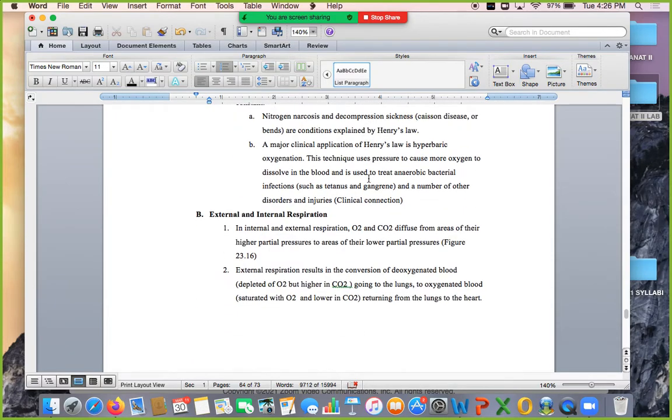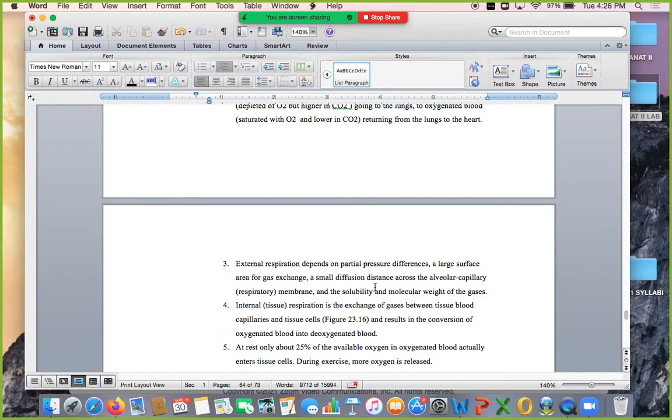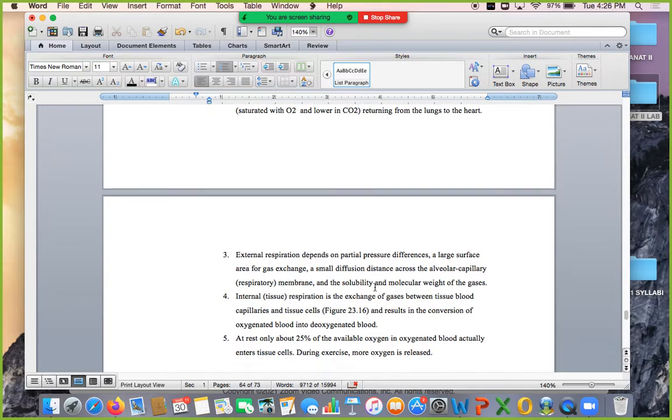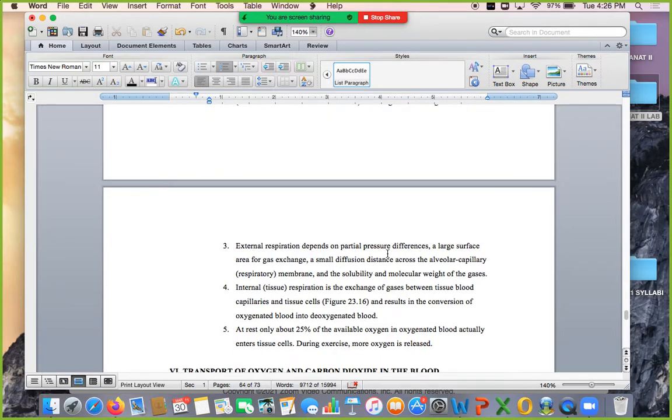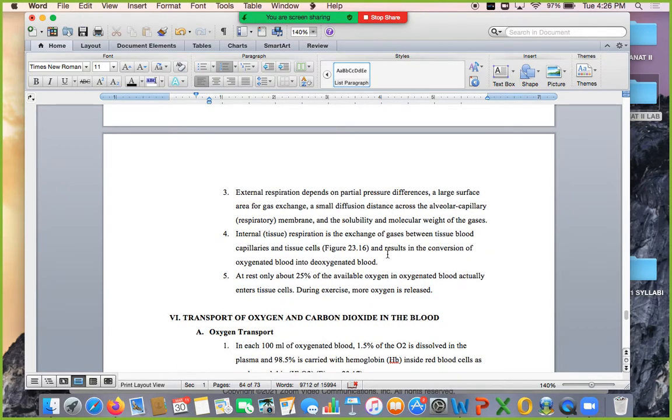Let's see. So internal respiration is going to occur inside the cells, and external respiration happens inside the lungs. Okay? So external respiration happens based on partial pressures of the outside versus the inside and the surface of gas exchange, which is going to be the total surface of all your alveoli combined, which is going to allow for diffusion across that alveolar capillary membrane. And additionally, it's going to depend on the solubility and the molecular weights of the gases, which is going to be above the purposes of this lecture.